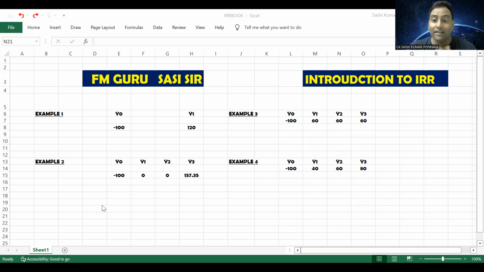10%. Can I say principal plus IRR is equal to what? Future value. Future value minus IRR is equal to what? Present value. So the process of deducting the interest from the future cash flow, that we refer as IRR. So that is why there is a definition for IRR. IRR means it is the discounting rate.